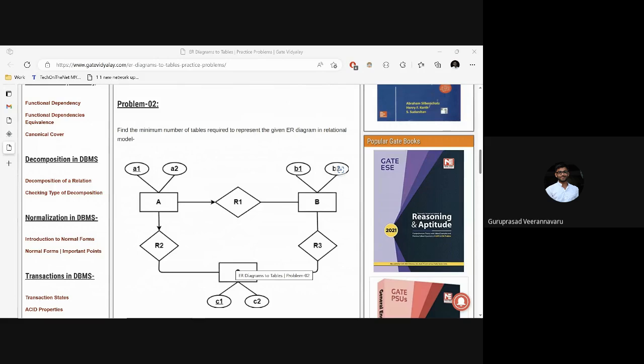So we'll have one table that has a combination of A, B, and C. I think they'll call it A R1 R2 B C, something like that. And it will have B1, it will have C1. And B will be a separate table, C will be a separate table. And then we'll have one more table for the relationship between B, R3, and C, where we have B1 and C1 separately.